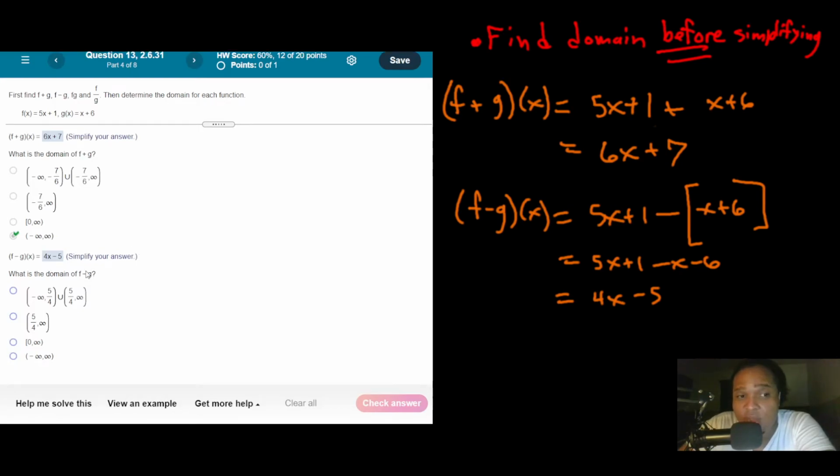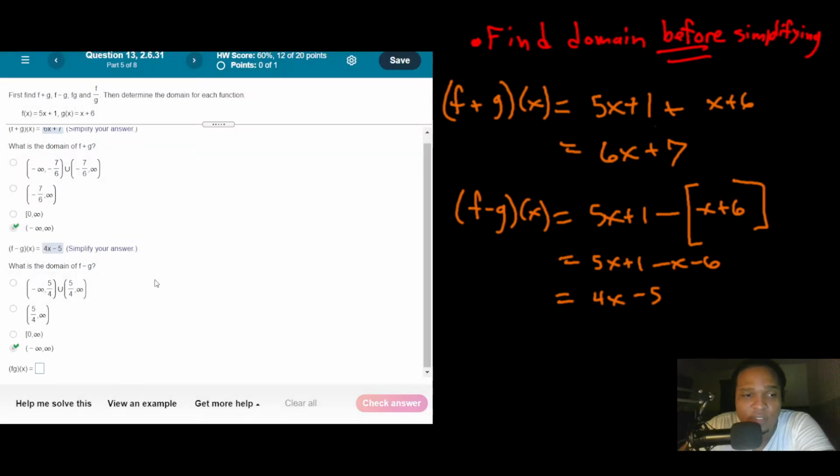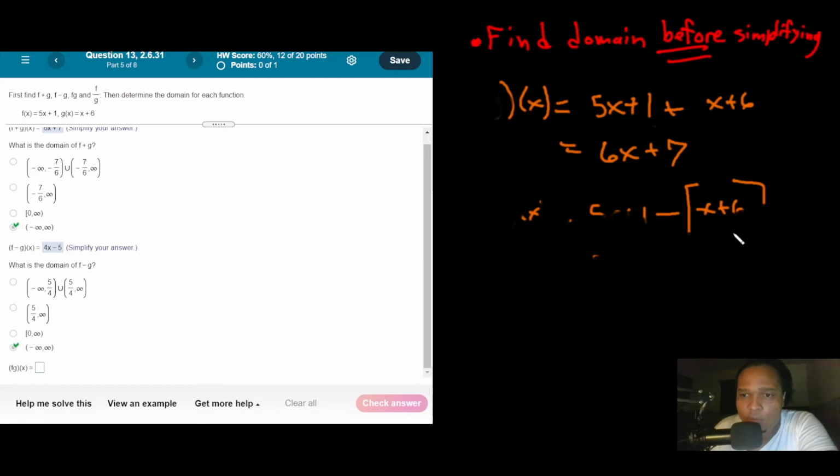Okay, what is the domain? Now, before we started simplifying, right up in here at the first line, always look at the first line. Do we have any fractions or square roots? No. So this is negative infinity, positive infinity. Well done. Now, f times g, here's where it gets interesting. So let me go ahead and erase all the stuff here.